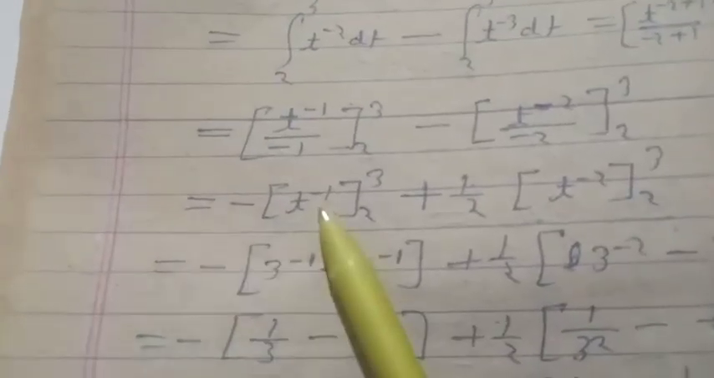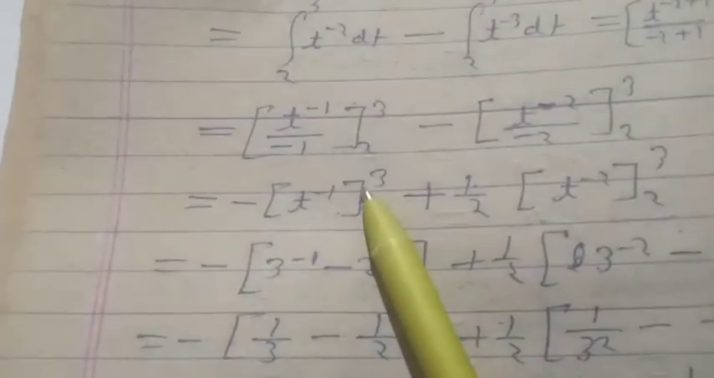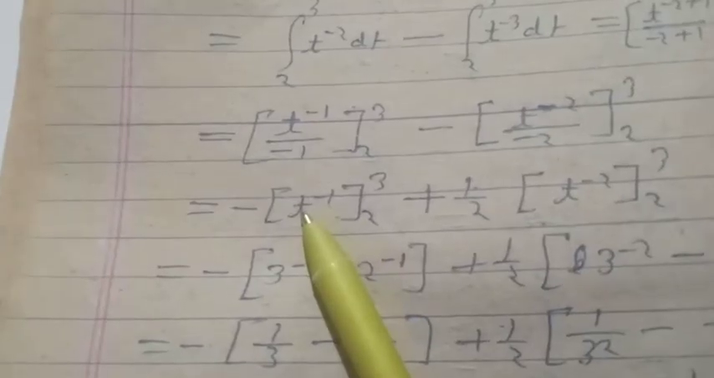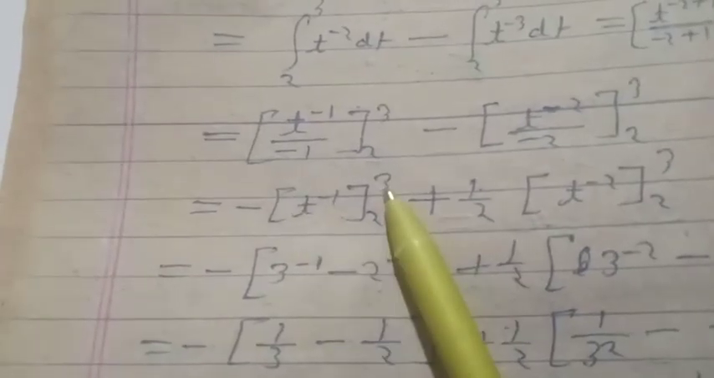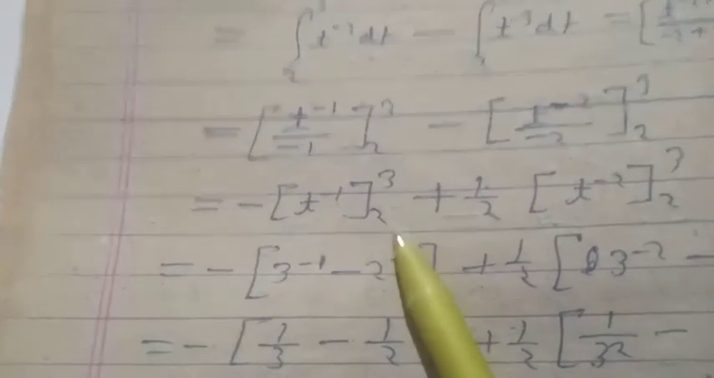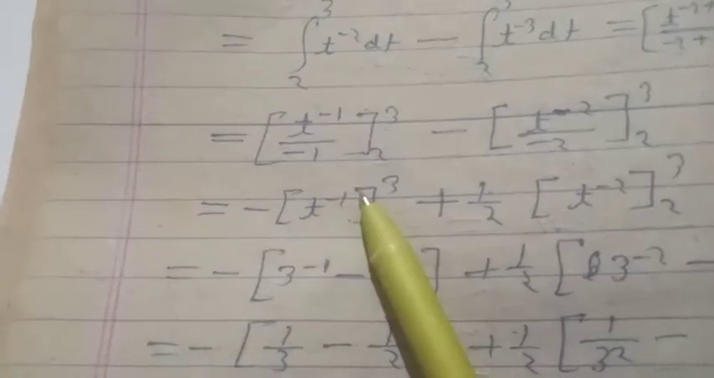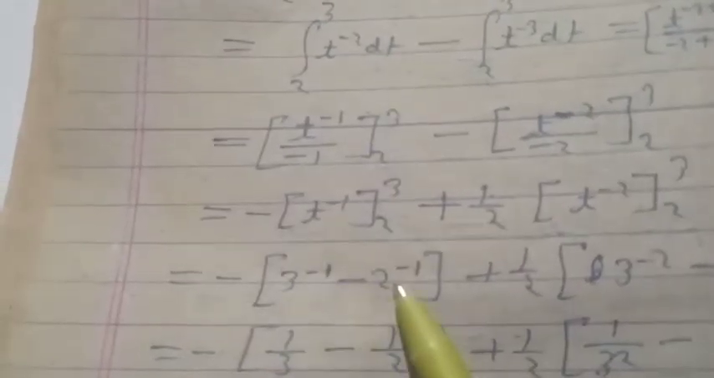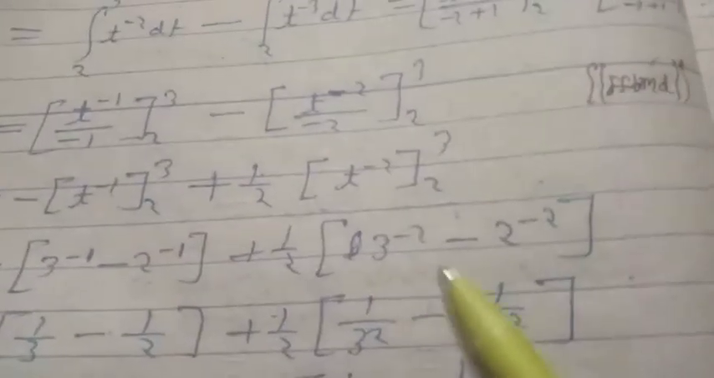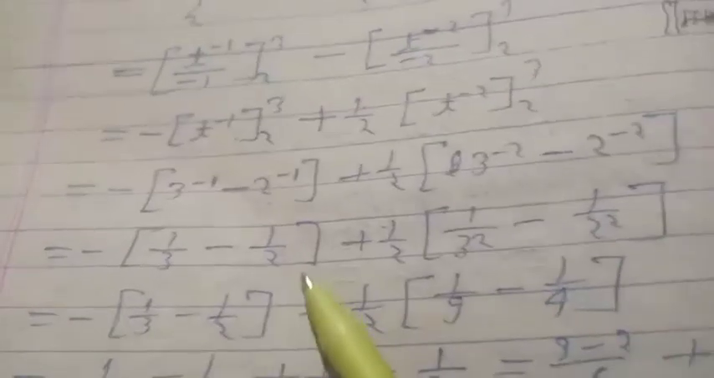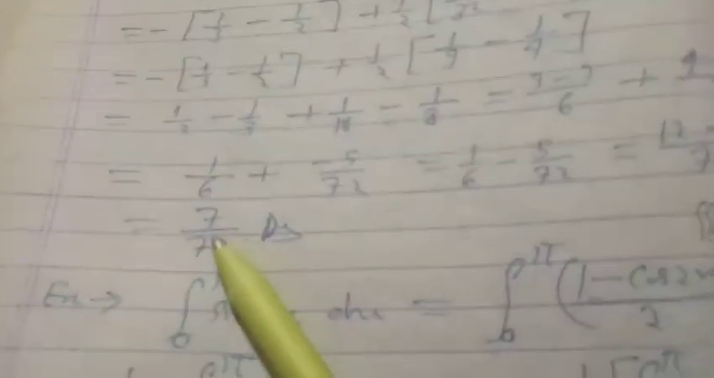Now put the value here: upper limit minus lower limit, so we have to put the value of t as 3 minus the value of t as 2. So t to the power minus 1, that is 3 to the power minus 1 minus 2 to the power minus 1. Again in this, 3 to the power minus 2 minus 2 to the power minus 2. Similarly solving this finally, we get the answer 7 by 72.